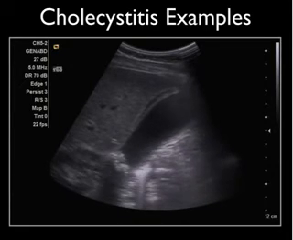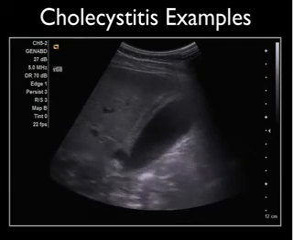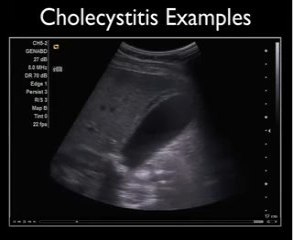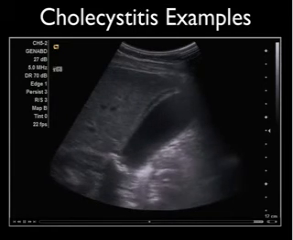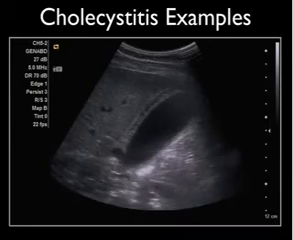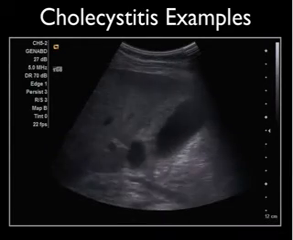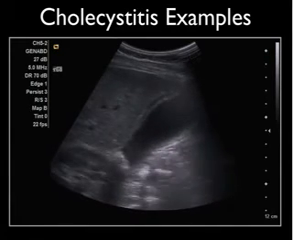Take a look at this longitudinal of the gallbladder and note that it appears quite large. We see a thickened wall adjacent to the liver with some wall edema, and there's also some shadowing stones towards the neck. So we have stones, gallbladder distension, wall thickness, and I'll tell you that this patient also had a sonographic Murphy sign. This patient had cholecystitis.